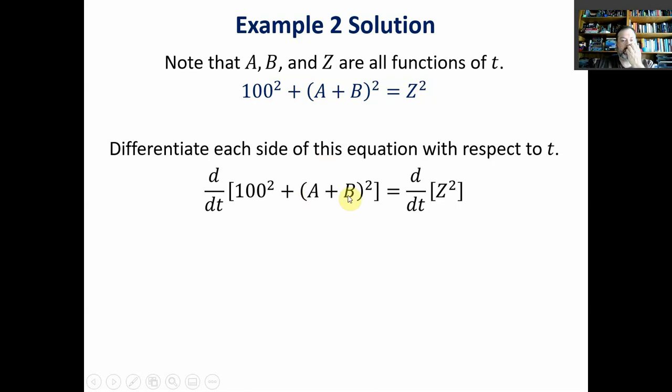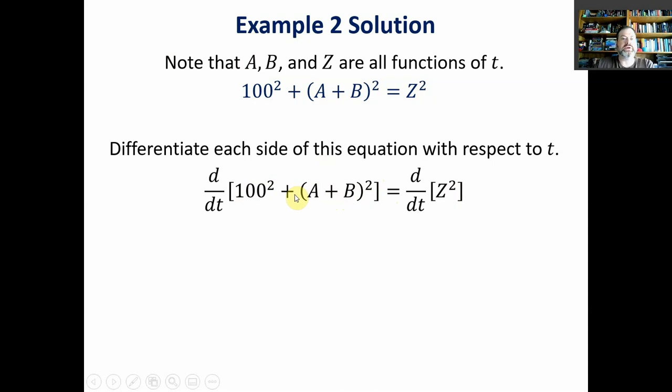So here's the derivative, just doing d/dt of both sides. This is going to be 0. But what's going to happen here when I take the derivative? Well, this is actually a double chain rule. The outside function is like u squared. It's (a plus b) squared. So we're going to bring the 2 out front.